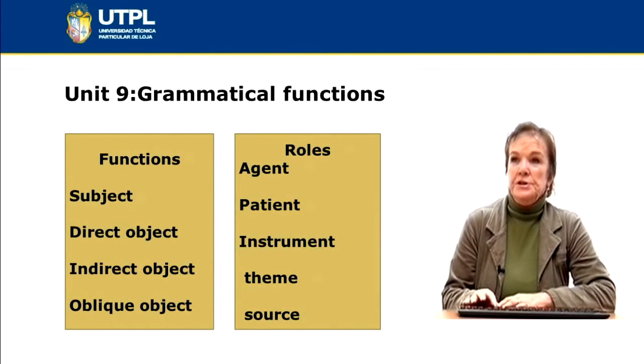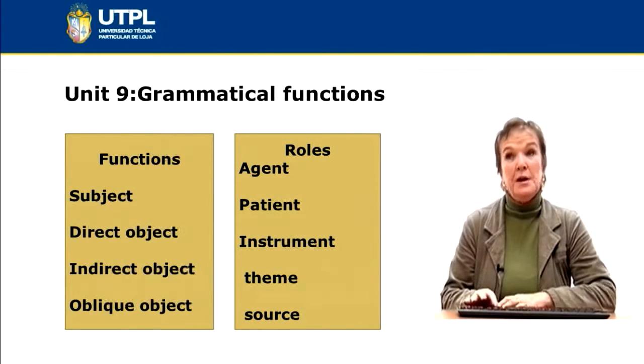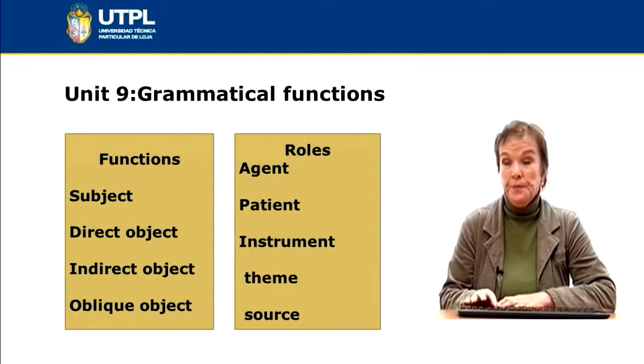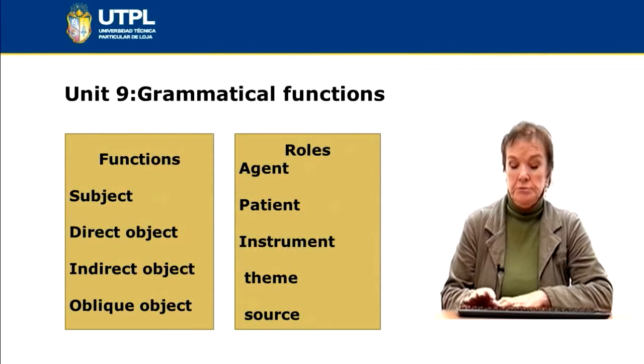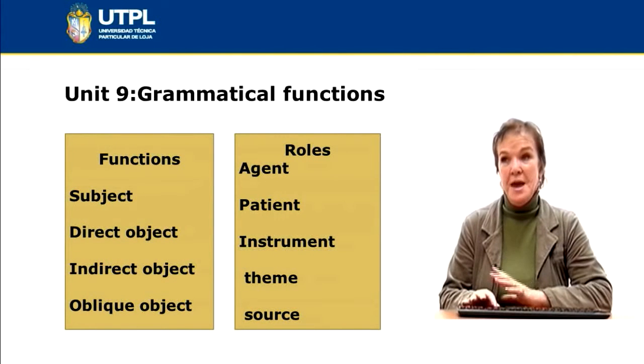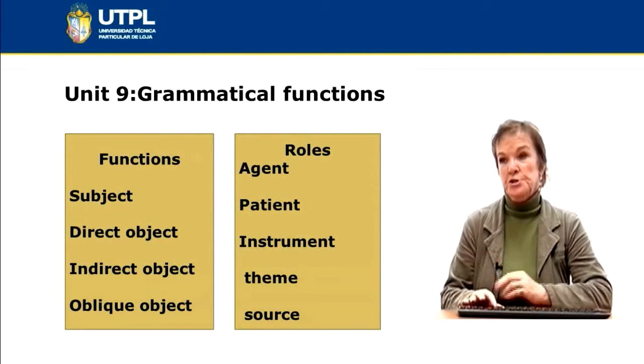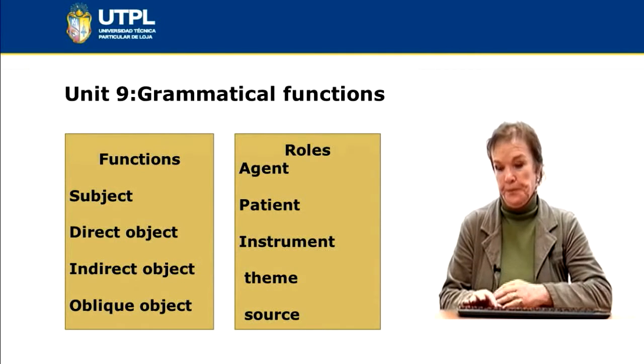We can distinguish two types of things, functions and roles. Grammatical functions or grammatical relationships, as they are also known, are subject, direct object, indirect object, and oblique object. And the roles are agent, patient, instrument, which are the main roles. There are also the so-called peripheral roles. Peripheral roles are theme, source, place, and so on.